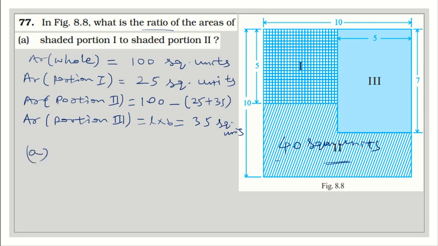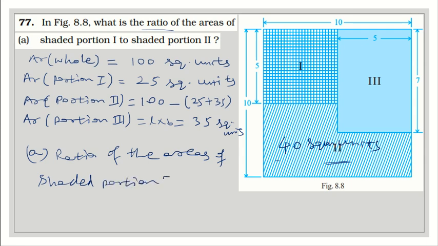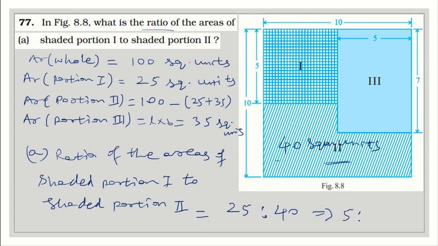So first one, the ratio of the areas of shaded portion 1 to shaded portion 2 will be 25:40. On simplification, it becomes 5:8 is the answer.